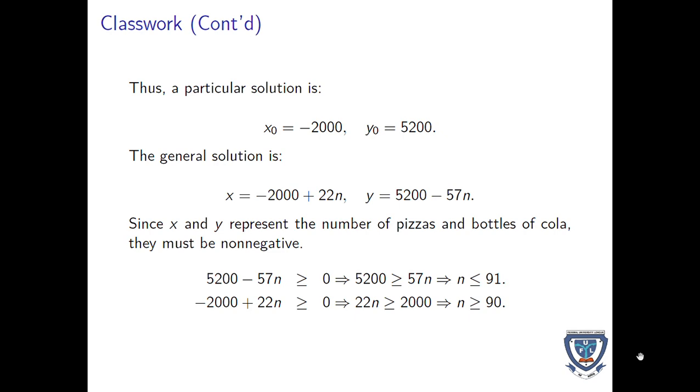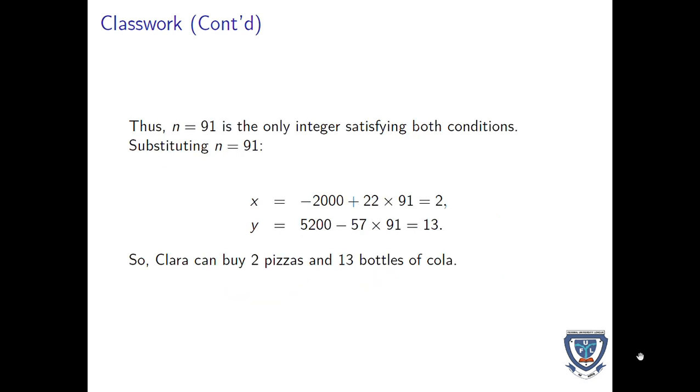Now, since x and y represent the number of pizzas and bottles of cola, they must be non-negative, because negative numbers here will make no meaning to us. Therefore, when you look at the equations and try to find n, it will give us n less than or equal to 91 or greater than or equal to 90. Now, the integer that will satisfy both conditions will be when n is 91.